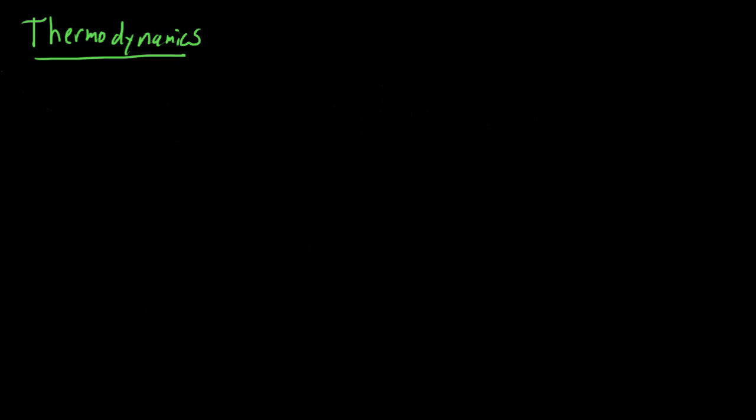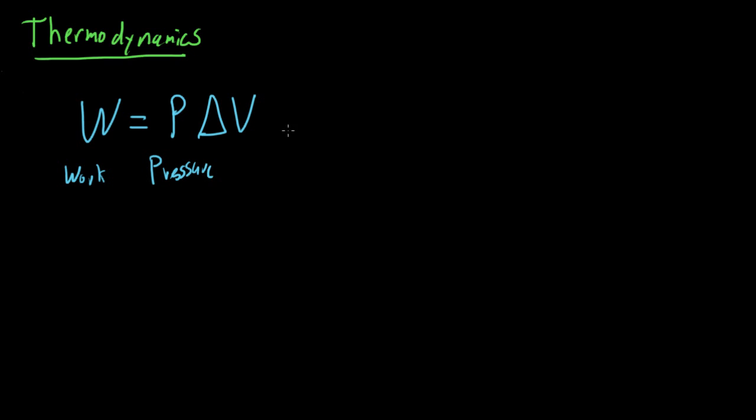Here it is. What we'll say is that work equals P delta V, where W is work, obviously. P is pressure, we learned about pressure last time, and delta V is the change in volume.